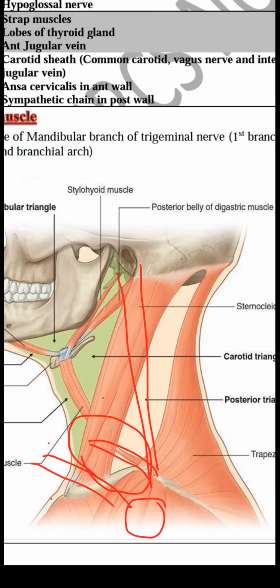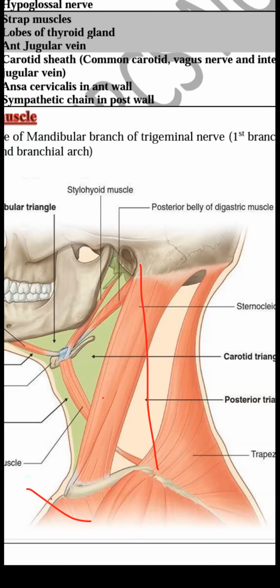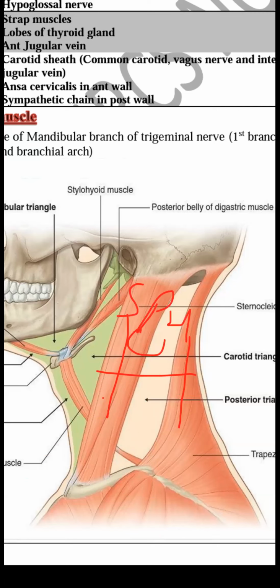Then I also have structures related to this subclavian artery. They are the lower trunk of the brachial plexus. I have a structure related to this subclavian vein. This is the phrenic nerve. Two important structures are added to it. This is the nerve passing between trapezius and sternocleidomastoid, which is supplying both muscles. It is called spinal accessory nerve, cranial nerve number 11.